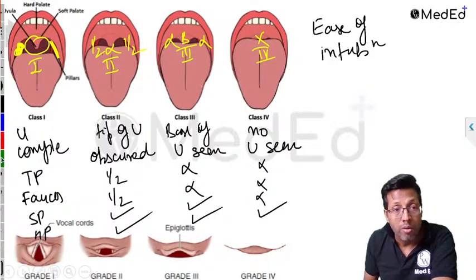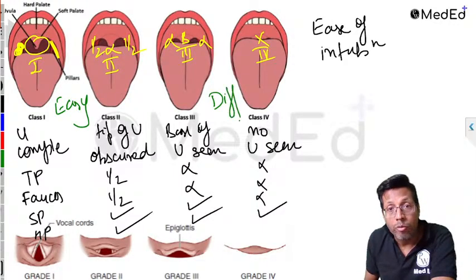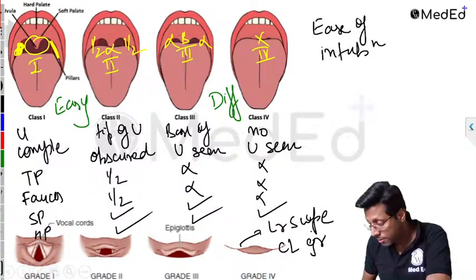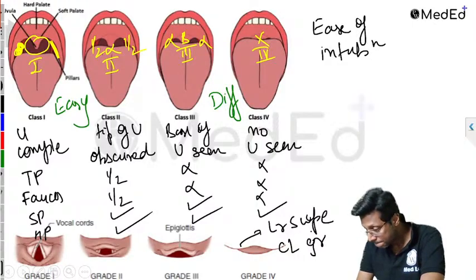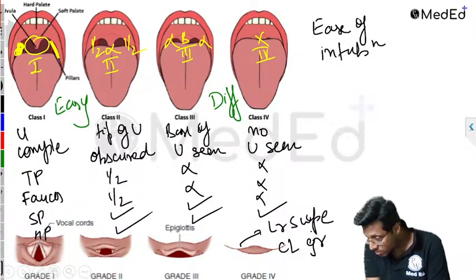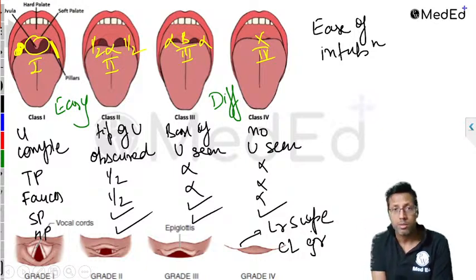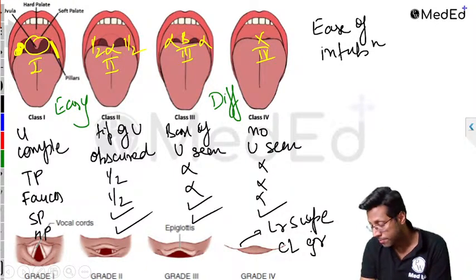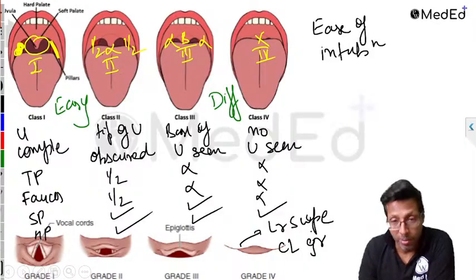So Mallampati 1 and 2 are relatively easy. Mallampati 3 and 4 are difficult because they correspond to the laryngoscopic grading. Okay, Dr. Sapna says thank you. Just one structure, no need to look at the rest, but that is one of the easiest things that you can do. Clear? Hopefully people have gained something.